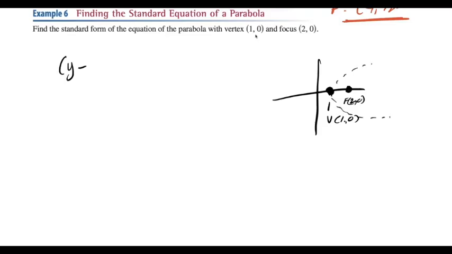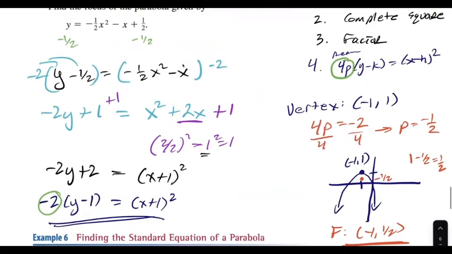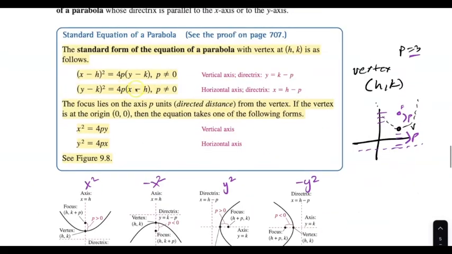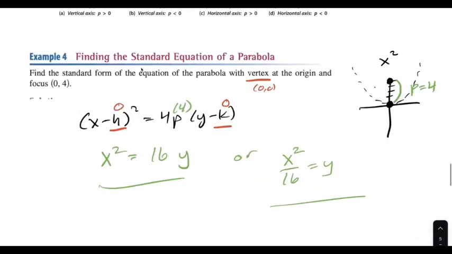So it's going to be y minus k squared equals 4p times x minus h. The general idea is that 4p is always next to the thing that's not squared. We could go back up here to look at our formulas. 4p is always next to the non-squared term. Whatever the squared term is by itself, and then the 4p is on the outside of parentheses of the non-squared term. So we have that.